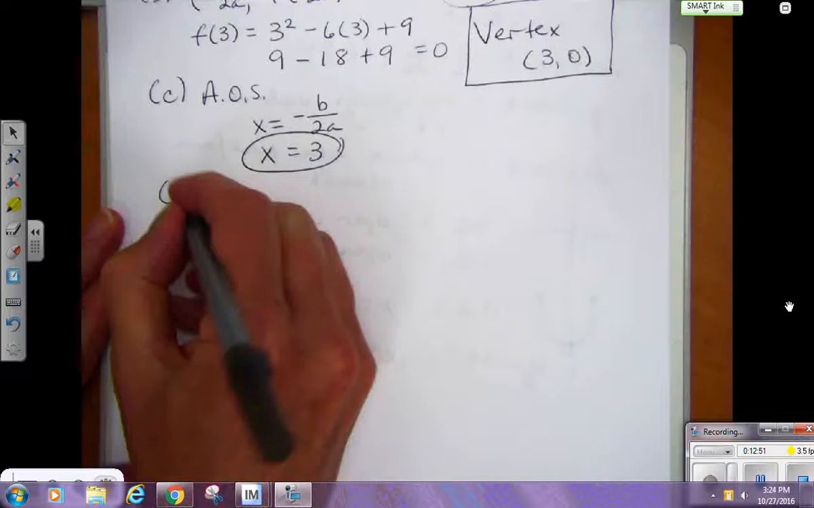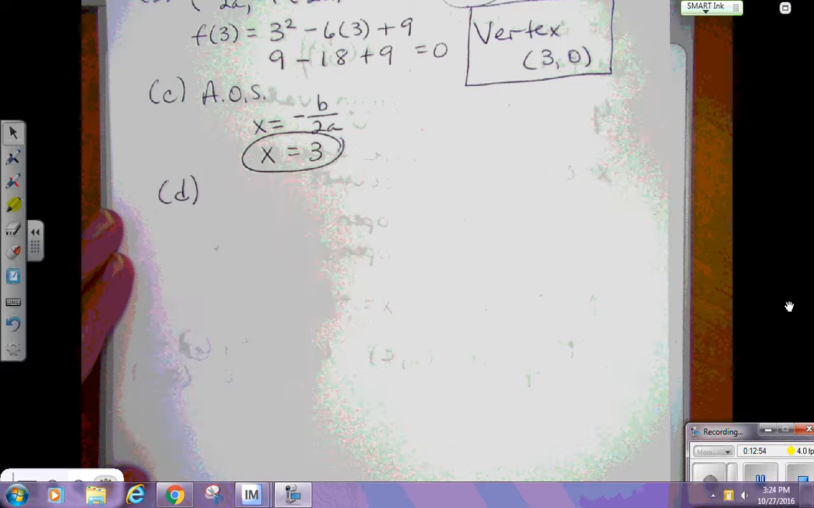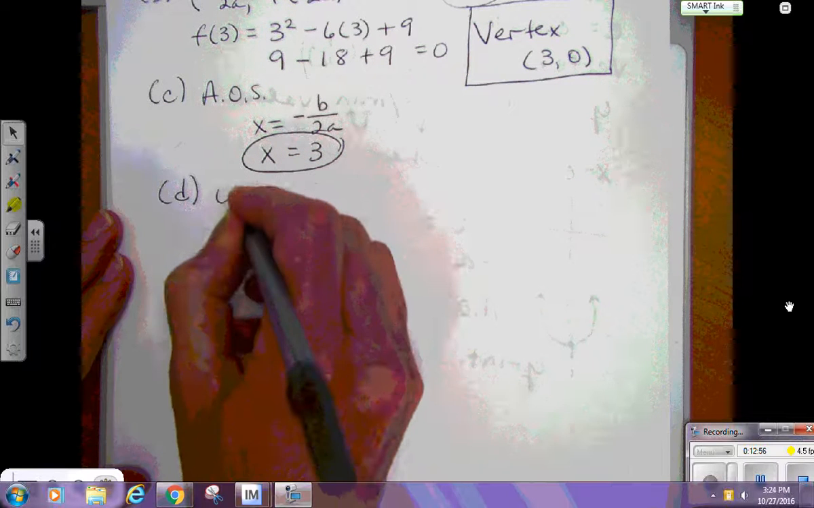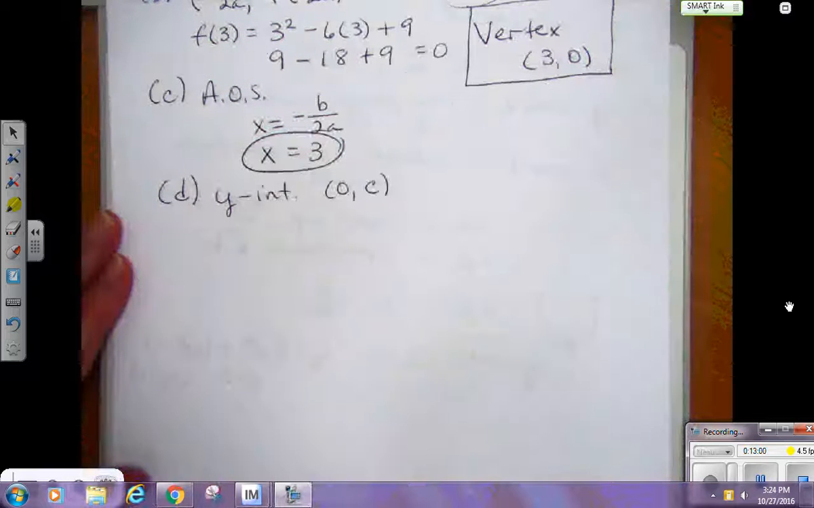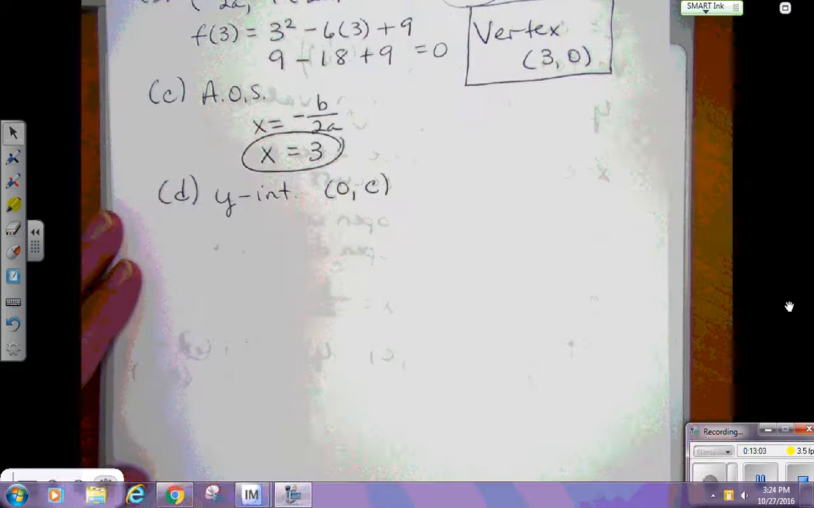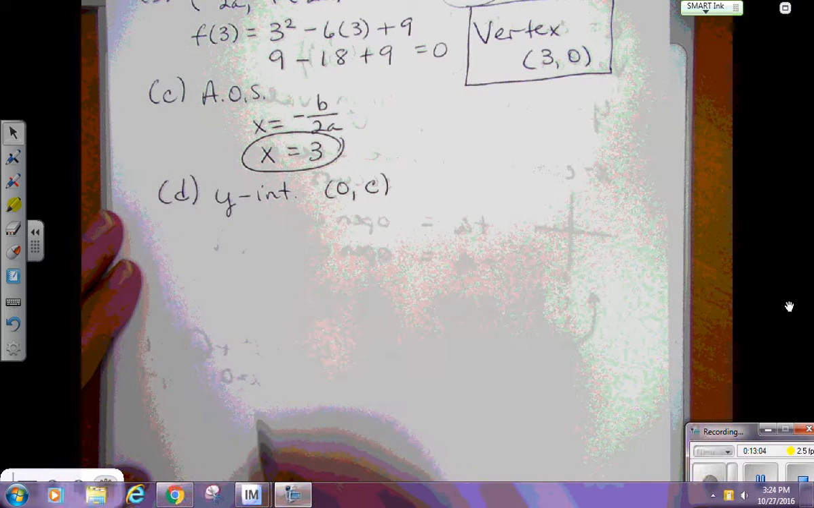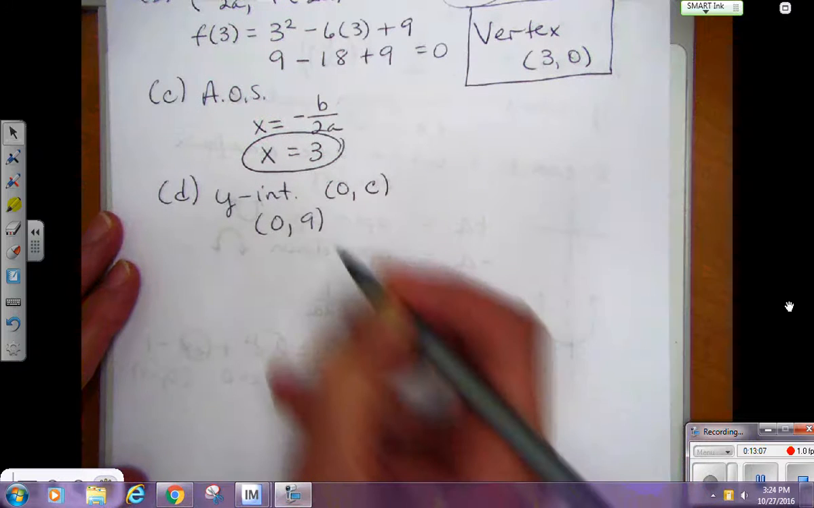Now part D, the y-intercept. The y-intercept is 0 and whatever the c is. So for number 3, since c is 9, my y-intercept is 0, 9.